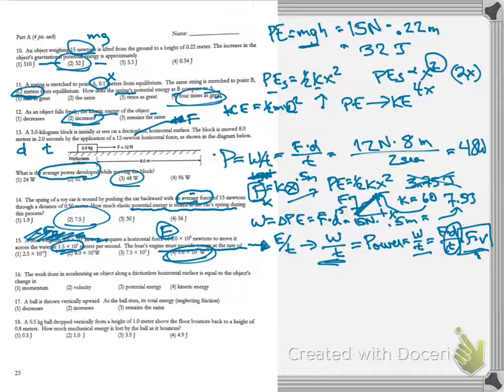Number 16. The work done accelerating an object along a frictionless horizontal surface is going to cause it to have a change in kinetic energy. It's just kind of a definition.